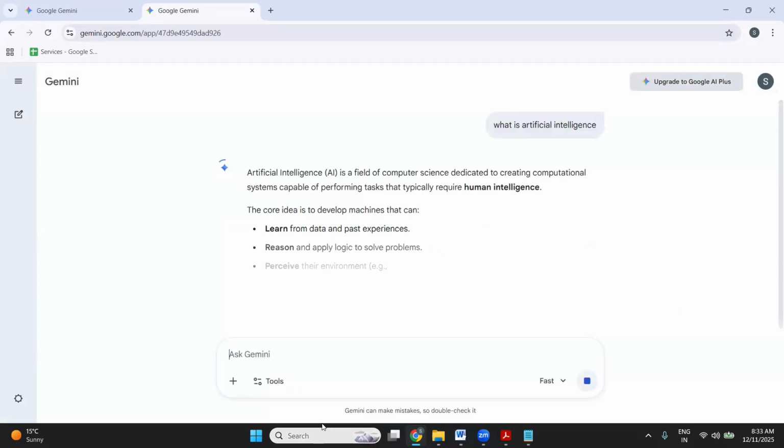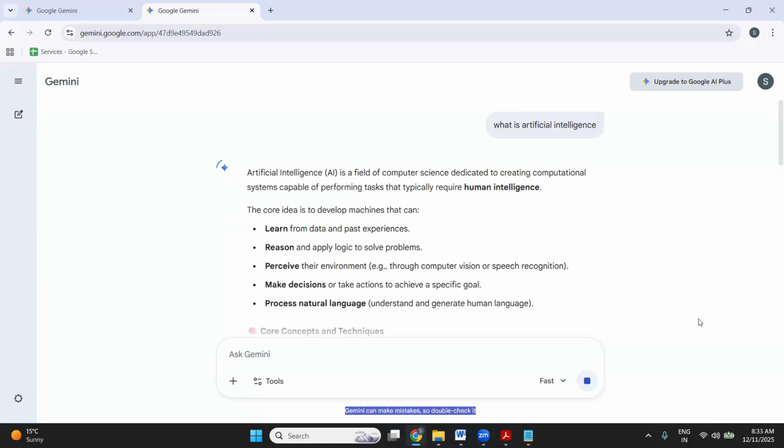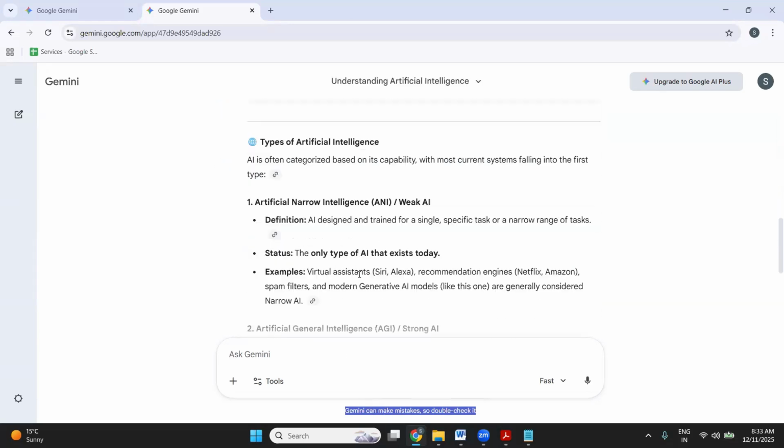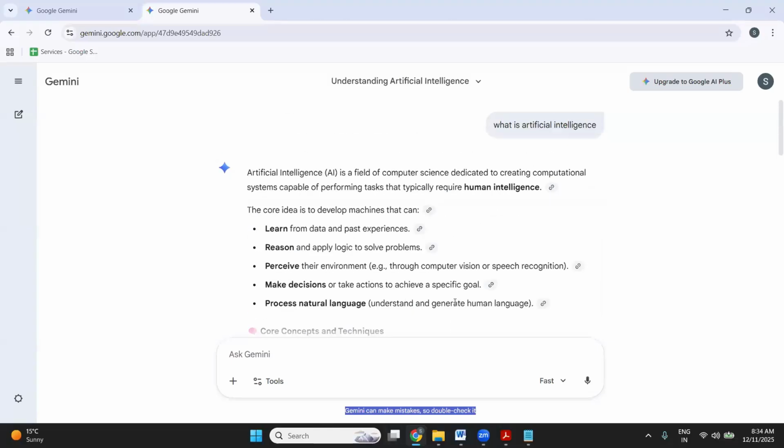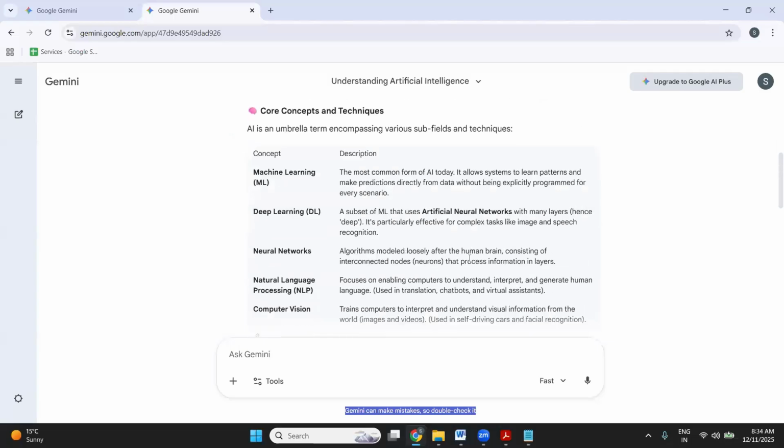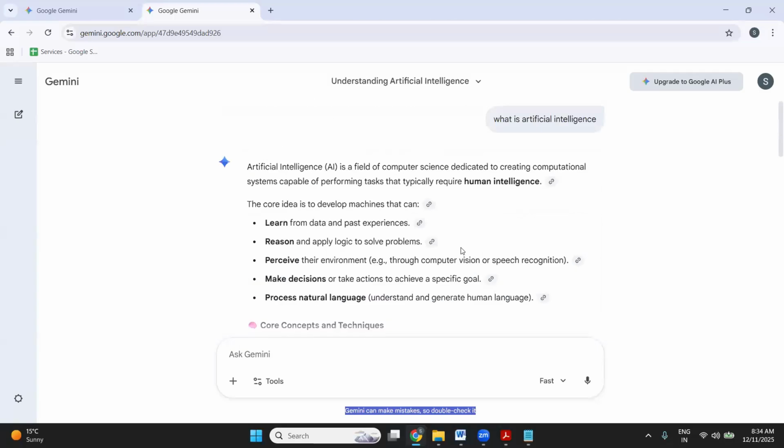See here. Are you able to see my screen? I highlighted here at the very bottom: Gemini can make mistakes, so double check it. They are providing us whatever they are able to provide, but at the same time there is a small disclaimer. What does that mean? Whatever it is giving here may or may not be correct. We cannot rely 100% on this information. We have to reanalyze these contents.